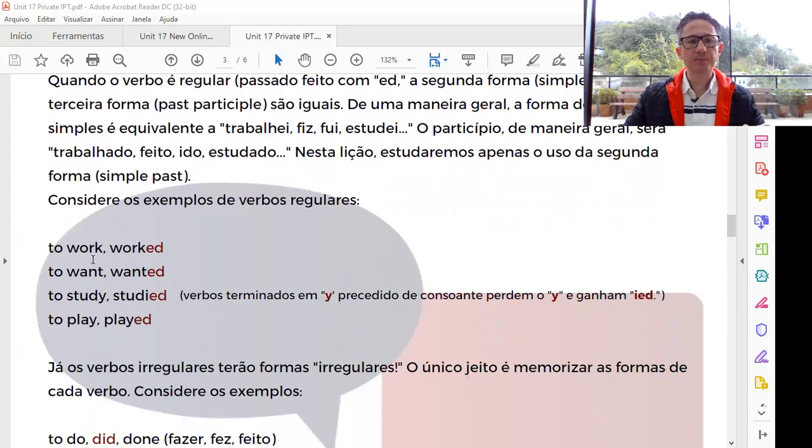Repeat, to work, worked. It has like a T sound, worked. Okay, to want, wanted. Repeat, to want, wanted. Okay, now to study, studied. And here, when the verb ends in Y, preceded by a consonant, you drop the Y and you add IED. So study, studied.